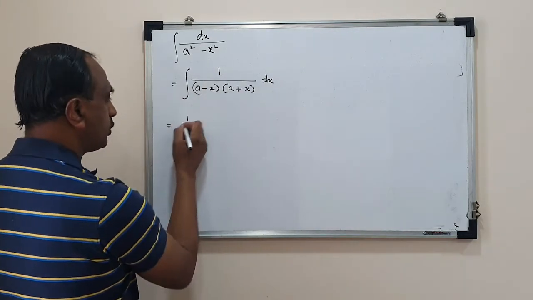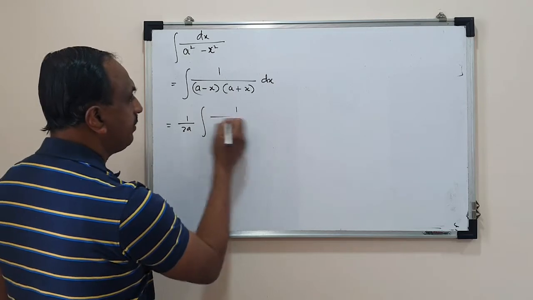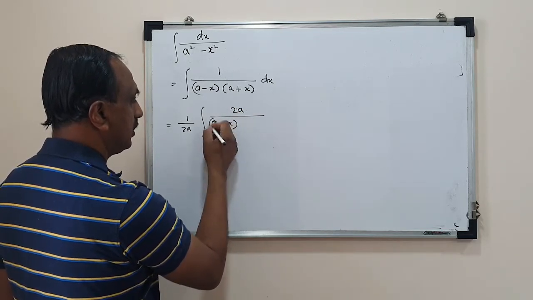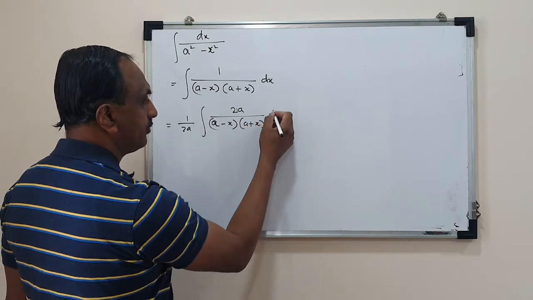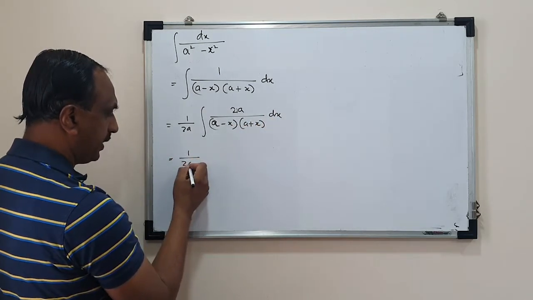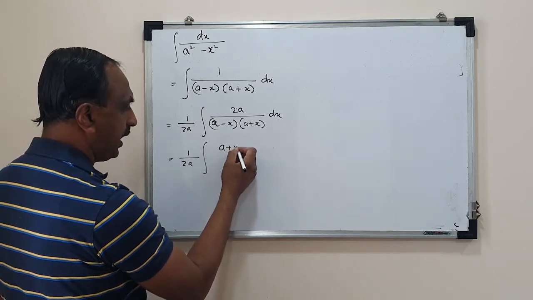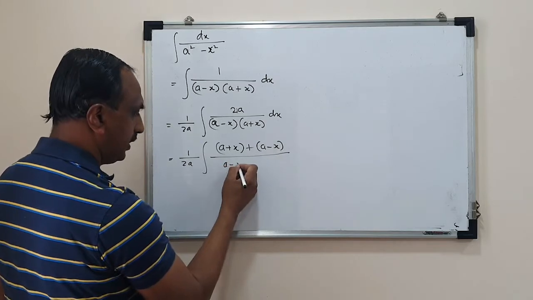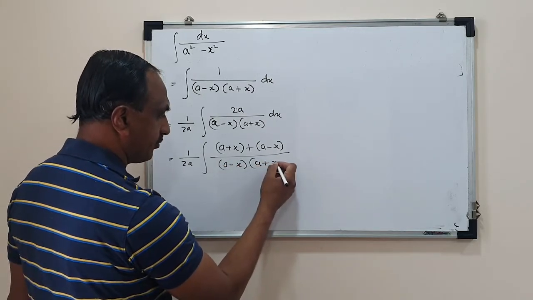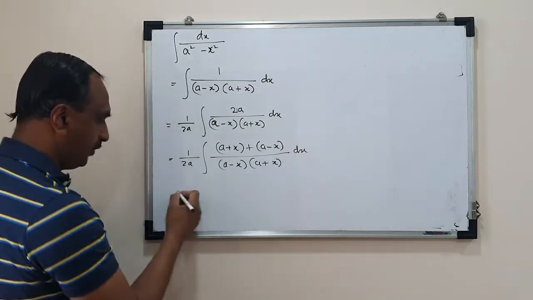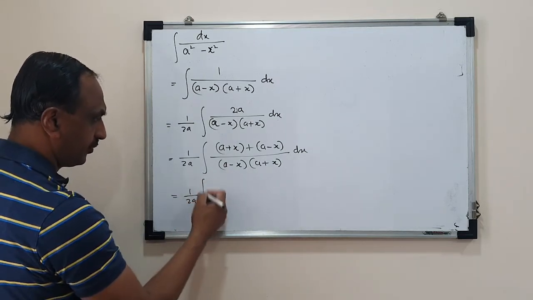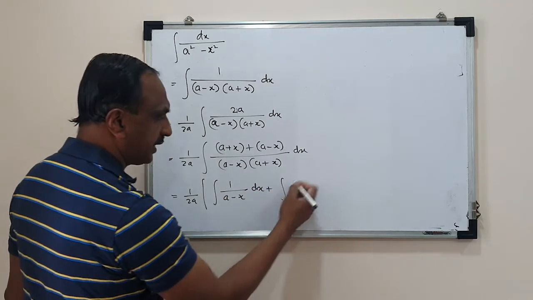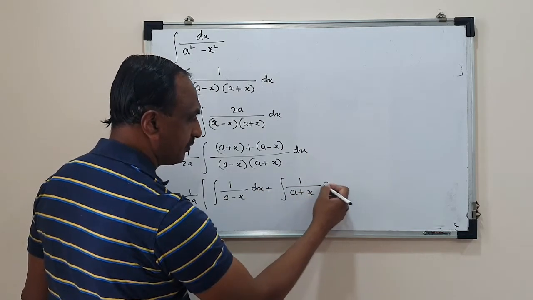Now divide and multiply with 2a. This time 2a can be written as the sum of the denominator terms, a plus x plus a minus x, divided by a minus x into a plus x, dx. When you separate this, integral 1 upon a minus x dx plus integral 1 upon a plus x dx.